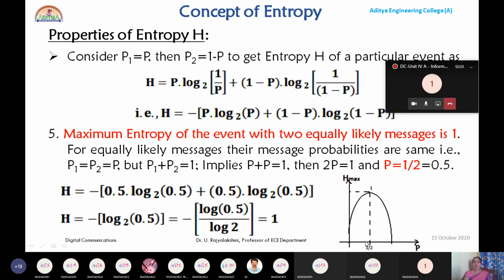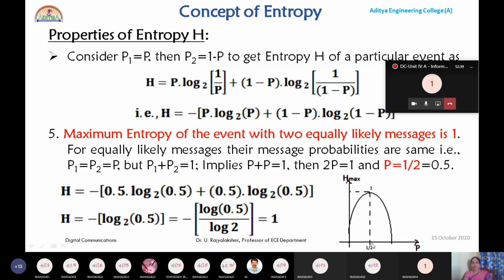No problem, check once. If you take p value greater than 1 by 2 or p value less than 1 by 2, okay, that won't come under the fifth property because the two messages' probabilities are not the same.